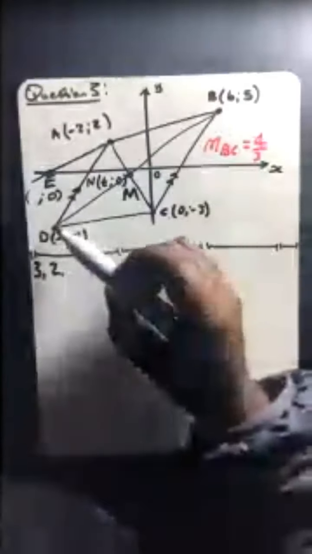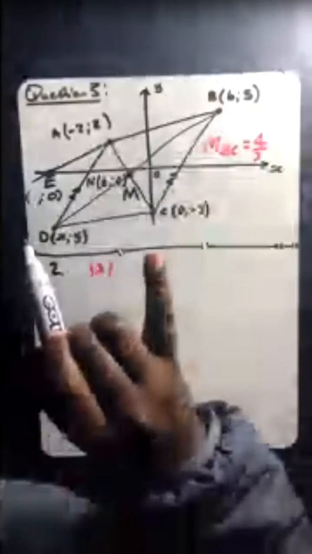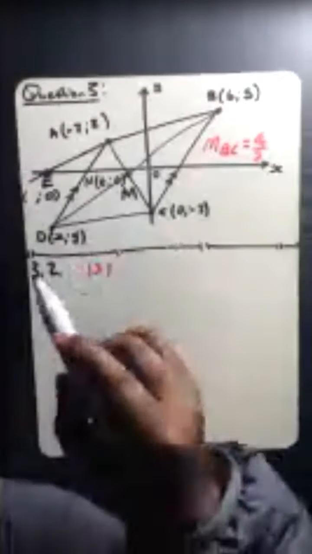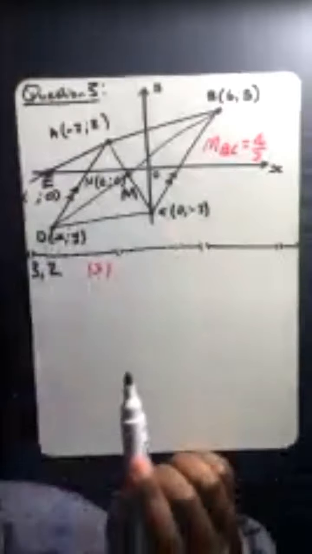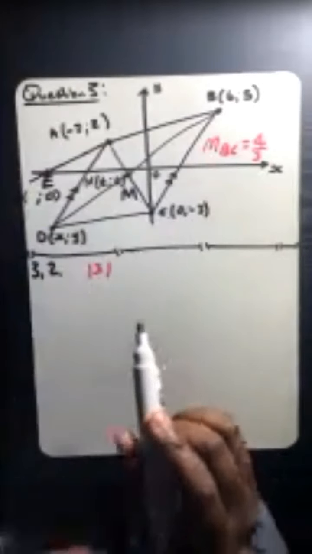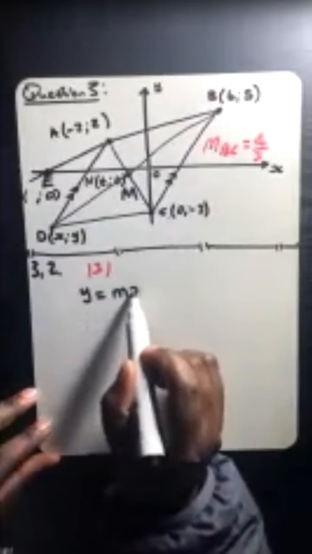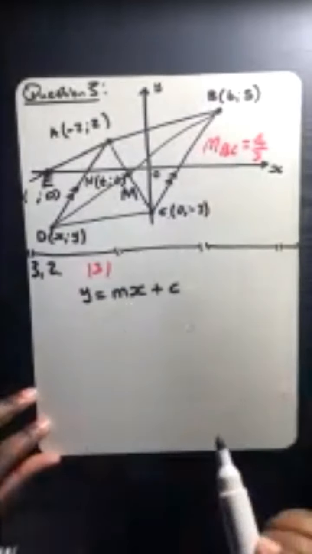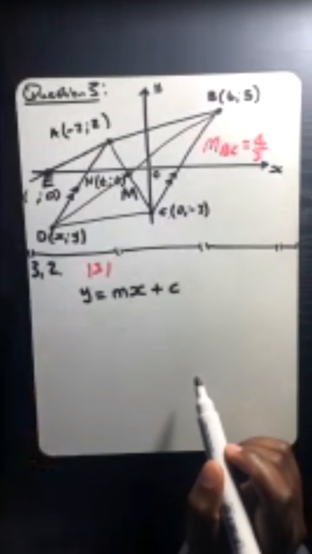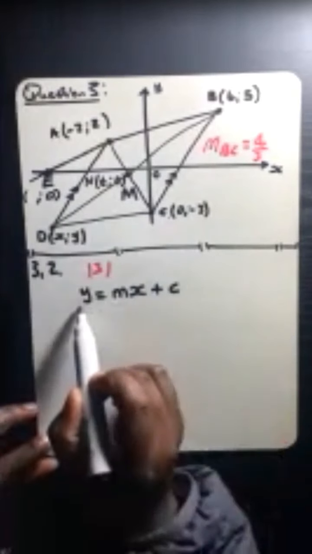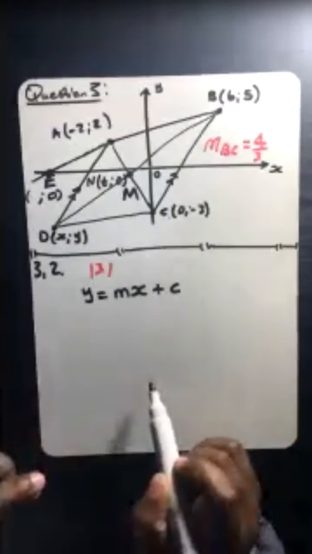What type of line is this? Is it a parabola? Is it a straight line? Is it a hyperbola? Is it an exponential? It's a straight line. Because it's a straight line, I'm going to write the straight line formula. Very, very important, guys.